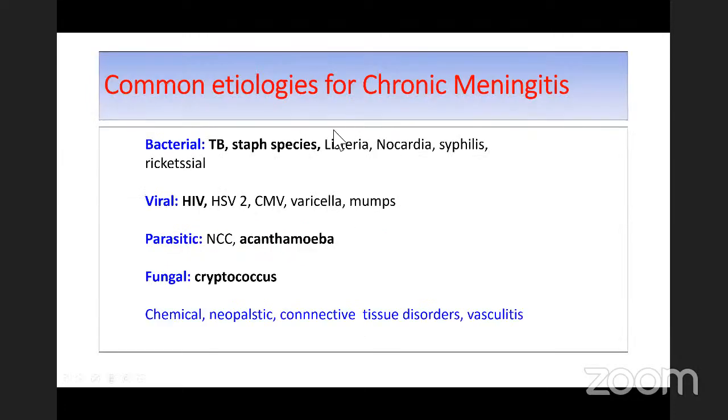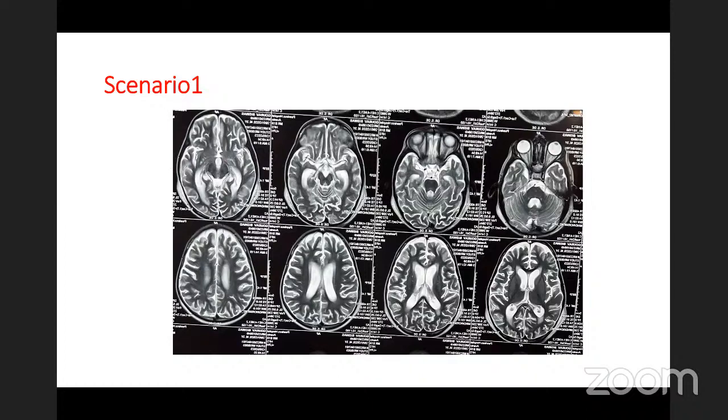So the common etiologies for chronic meningitis, we all know, can be bacterial, viral, parasitic, fungal, or some other non-infective variants, which we are not dealing with in this session. So scenario 1 is a child having fever for 5 days, along with obtundation and neck rigidity, and what we find is this T2 axial section on the MRI.